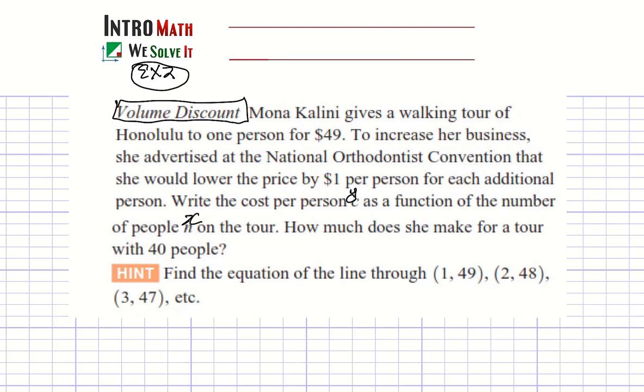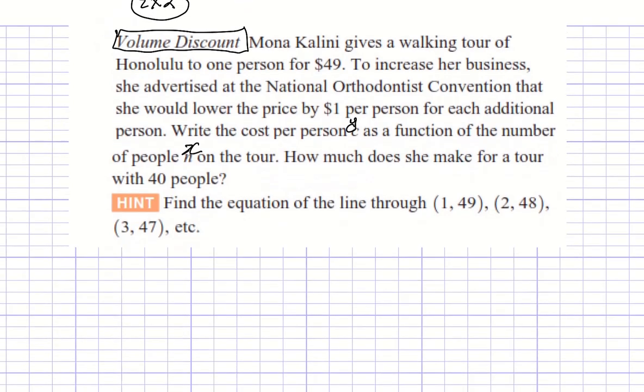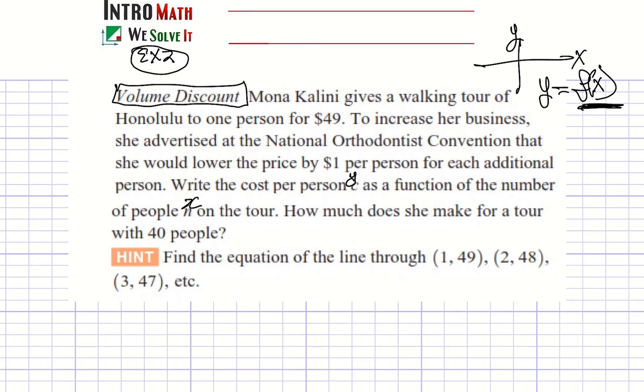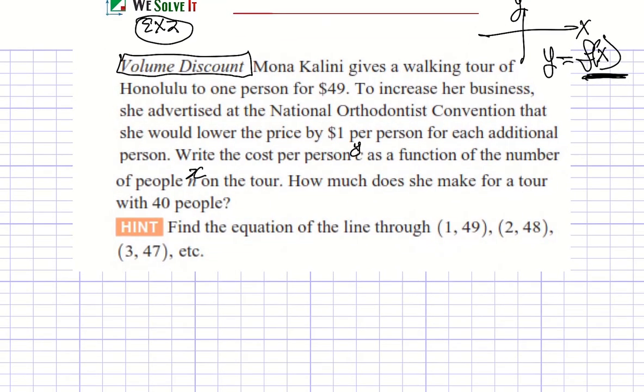The cost is a function of the number of people she takes on the tour. Okay, this is the same thing we saw before. Like I always tell you, in the Cartesian coordinate plane, this is Y, this is X. Y is a function of X, which means Y depends on X. X is the independent variable, Y is the dependent variable. So when you form the ordered pair, you put X first and then Y, because Y depends on X.